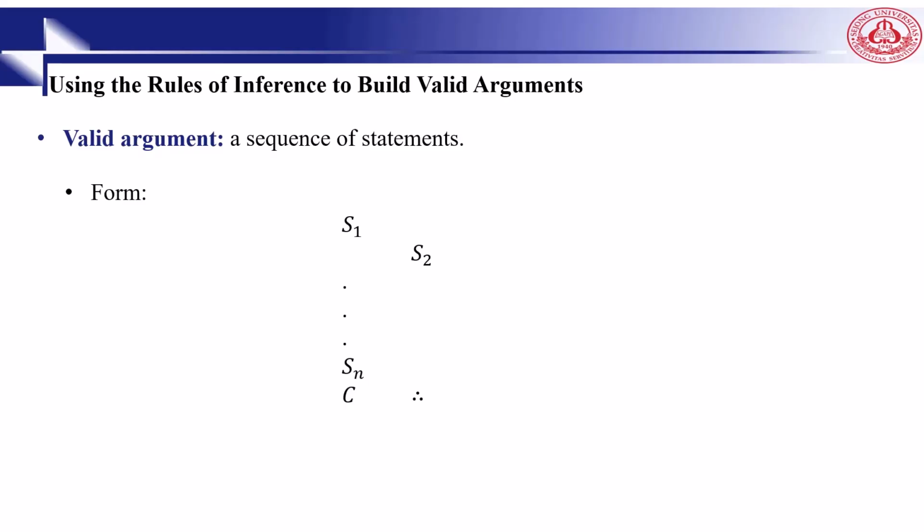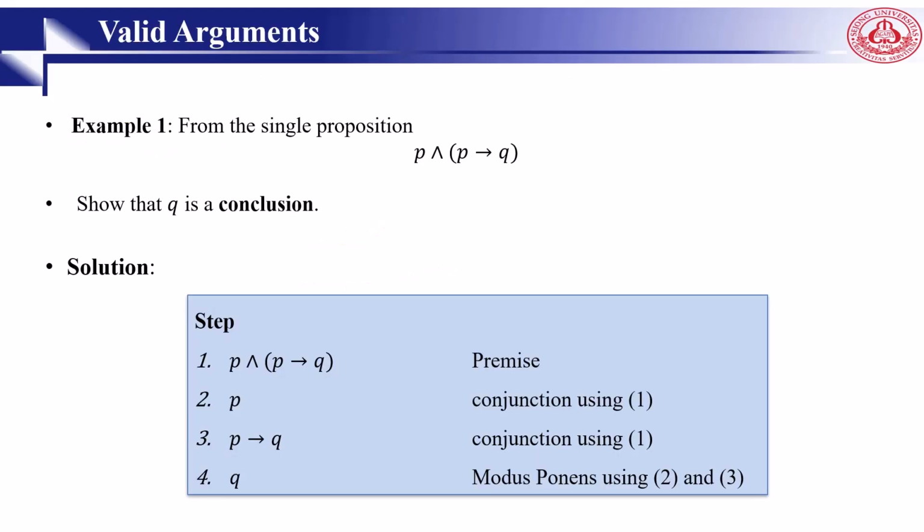When we have many premises, then we must use several rules of inference to show that an argument is valid. Here, valid arguments are sequences of statements. Each statement is either a premise or follows from a previous statement by rules of inference. Right? It means in order to come to some conclusion, maybe only one premise is not sufficient. As you can see here, maybe we use S1, S2, and so on up to Sn, then finally we can come to this conclusion. Here is one example.